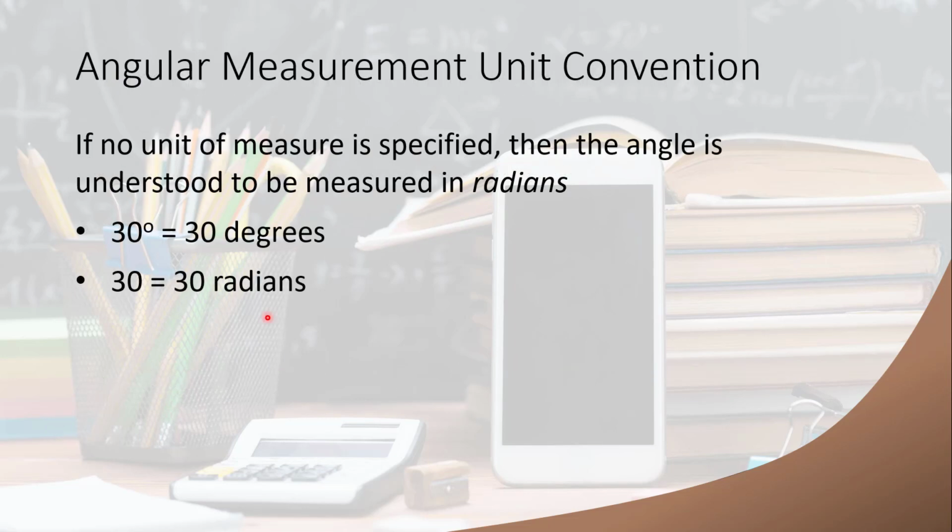Well, now that we actually have 2 types of measures for angles, we need to come up with a bit of a convention so that we know what units are associated to what number. And this is going to be our convention. If you do not see a unit of measure specified for a certain angle, you will assume that it is in radians. So 30 equals 30 radians, which is a lot of spins around a circle. If you do see the degree measure, then obviously we mean degrees.